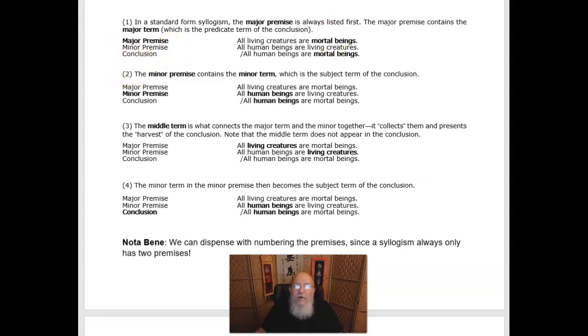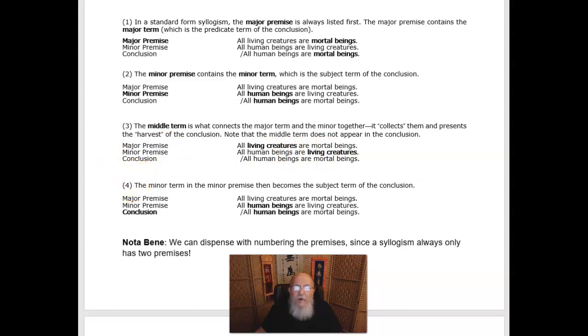Now second, the minor premise contains the minor term, which is the subject term of the conclusion. Now here's the subject term of the conclusion, human beings, right? So the premise that has human beings in it, all human beings are living creatures, is the minor premise, and it goes second. Now third, the middle term is what connects the major term and the minor term together. It collects them and presents the harvest of the conclusion. And note that the middle term does not appear in the conclusion. So there's our middle term. It's the one that'll appear twice in the premises.